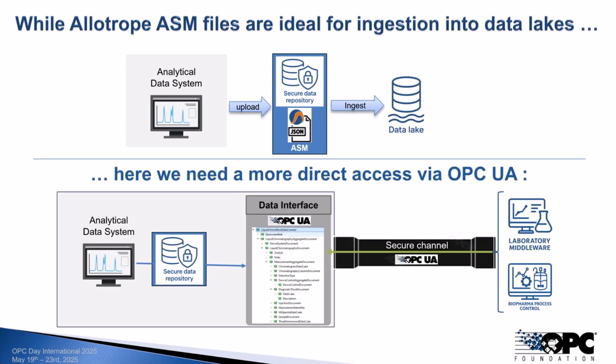That means the analytical data system produces and stores the results, and automatically or on request loads them into an OPC UA data server. One or multiple consumers can securely access the data. You might even use OPC UA file services to get the ASM file if really needed.